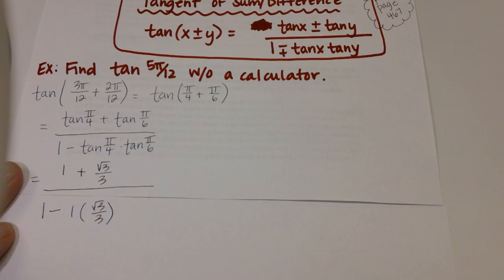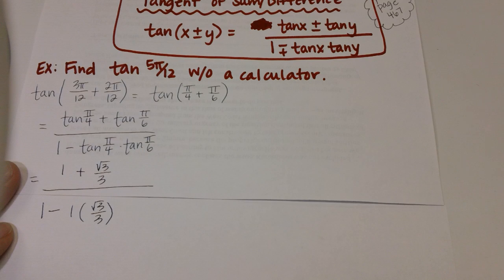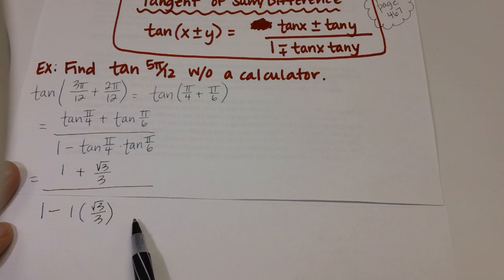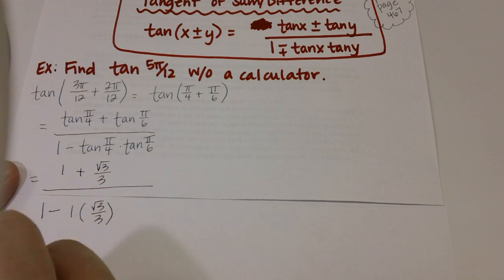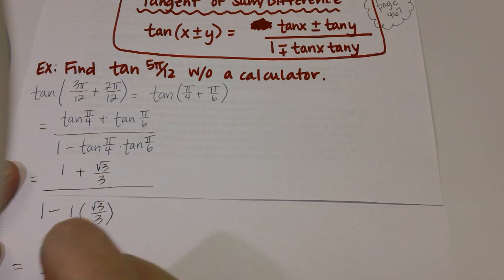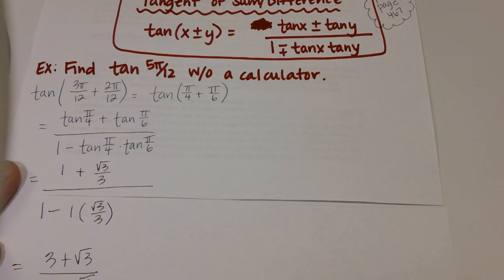Okay, so right now we have kind of a complex fraction going on here. So I'm going to multiply the top and the bottom fractions both by 3. That's going to eliminate this complex fraction, and that will give us 3 plus the square root of 3 over 3 minus the square root of 3.